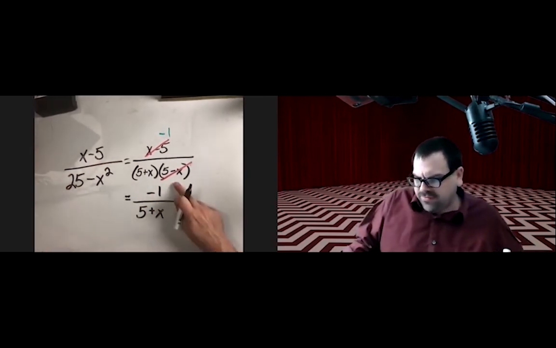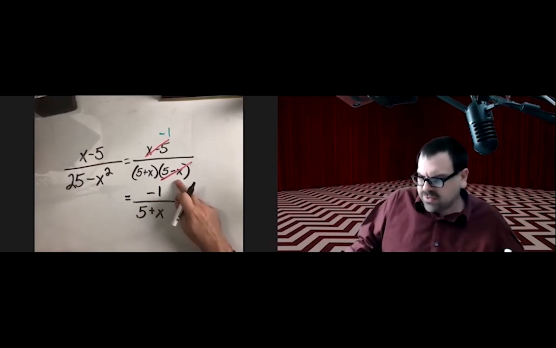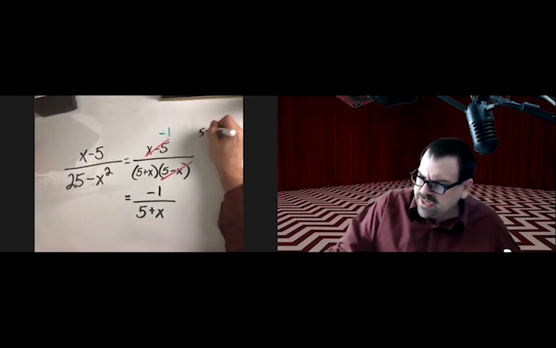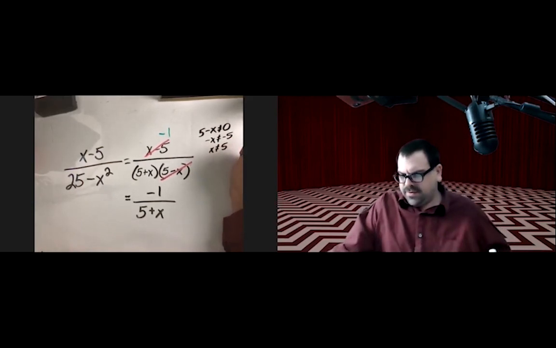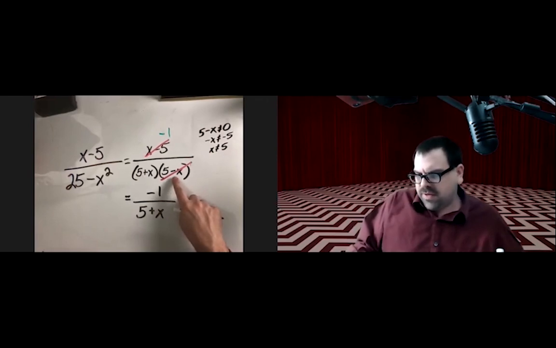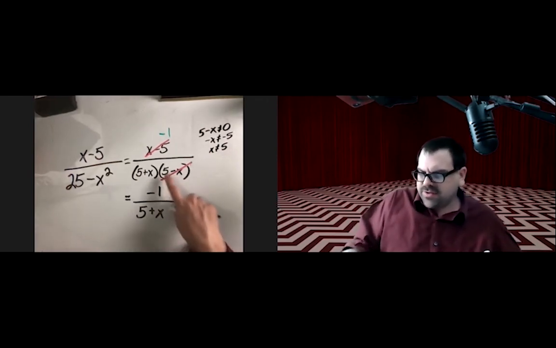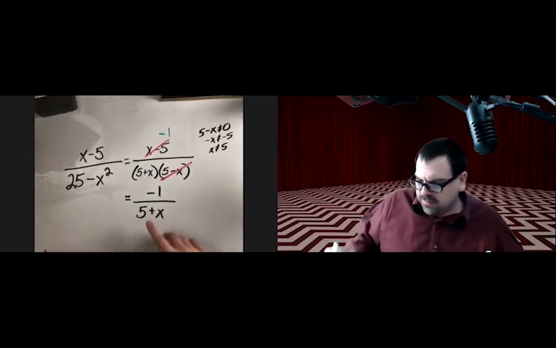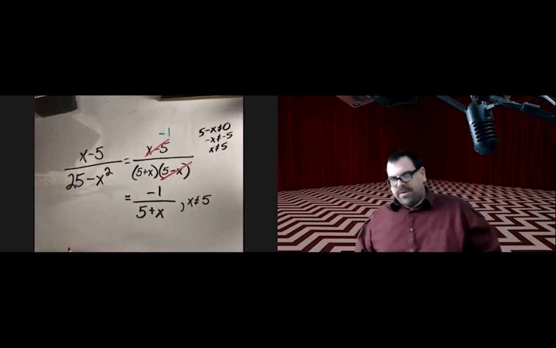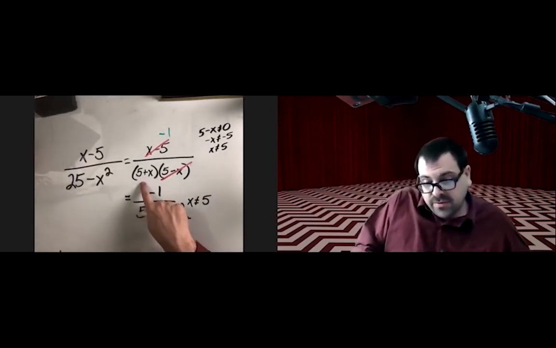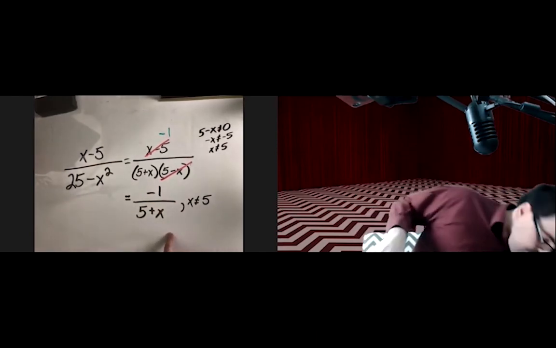From that canceled factor of 5 minus x, there was some information there. 5 minus x can't be 0. So negative x can't be negative 5, and x can't be positive 5. Positive 5 being plugged in for x is the thing that makes that factor 0. We don't have that information at the end. x can't be positive 5. x also can't be negative 5, but we still see that at the end.